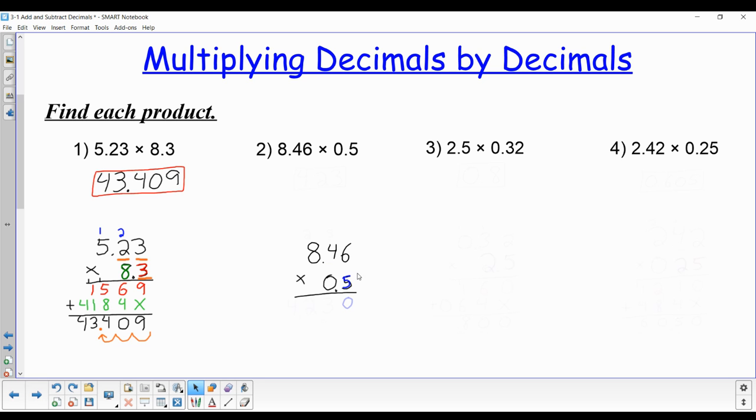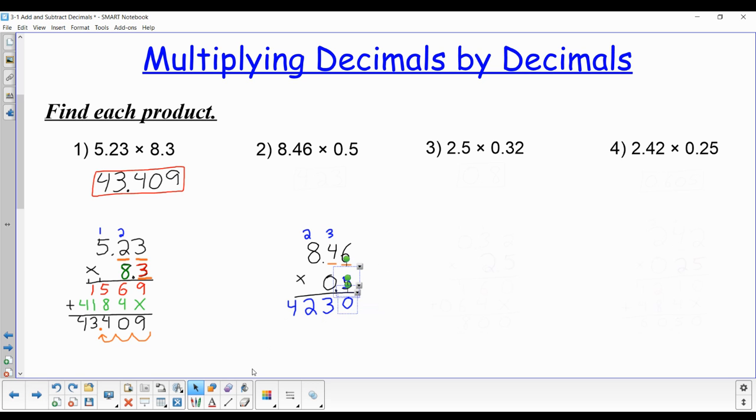5 times 6 is 30, carry the 3. 5 times 4 is 20, plus 3 makes it 23, carry the 2. And 5 times 8 is 40, plus 2 is 42. Now, because I don't need to multiply with a 0, because it'll just be all zeros, I'm done. Which means I can look. There are 1, 2, 3 numbers after the decimal point.